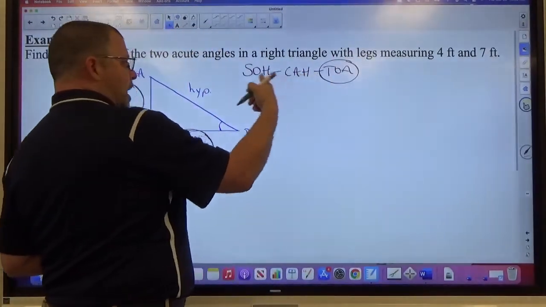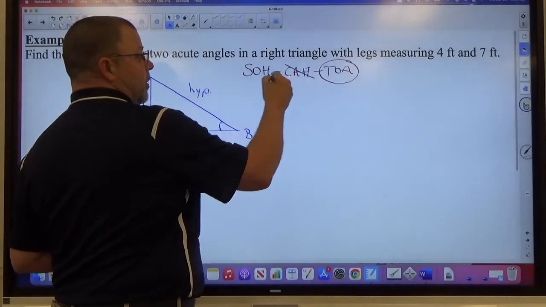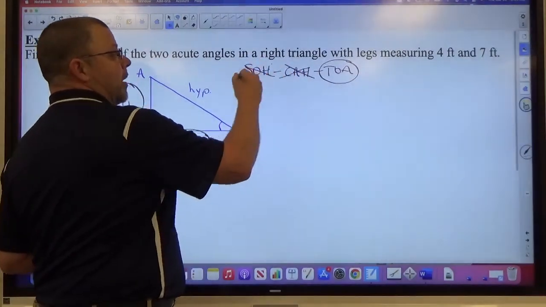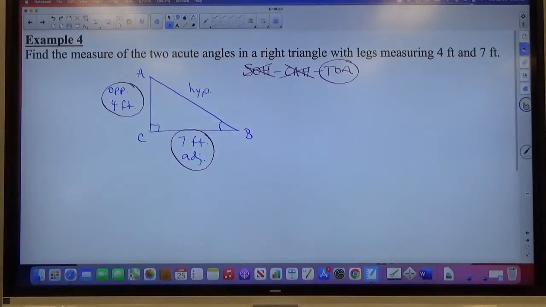This one has hypotenuse. I don't know anything about the hypotenuse. This one has hypotenuse. I don't know anything about the hypotenuse. So only tangent is going to be helpful with what they gave me for information.